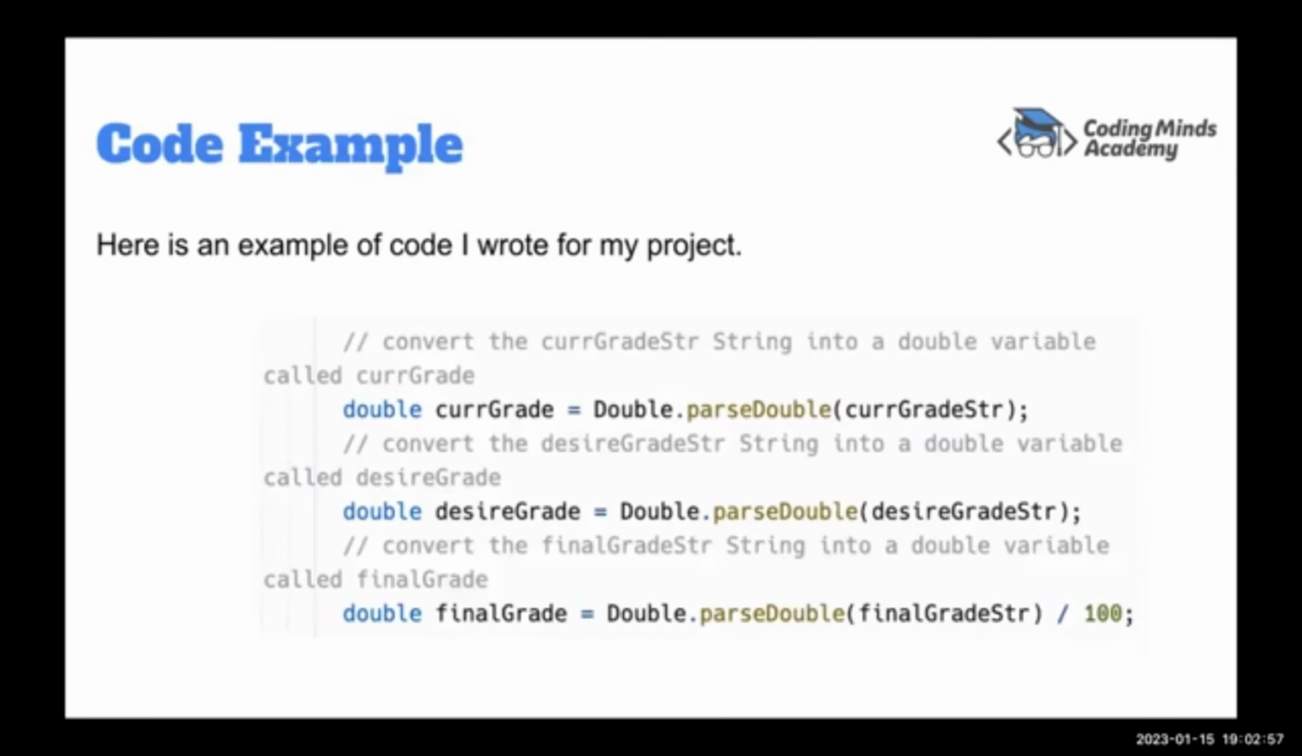Code example. Here's an example of the code I wrote for my project. This code, the first line is a comment about what the second line is, where we convert the current grade, that is a string, to a new variable that is a double. The second line is basically the same thing, but with the desired grade string. And the third line is with the final grade string.